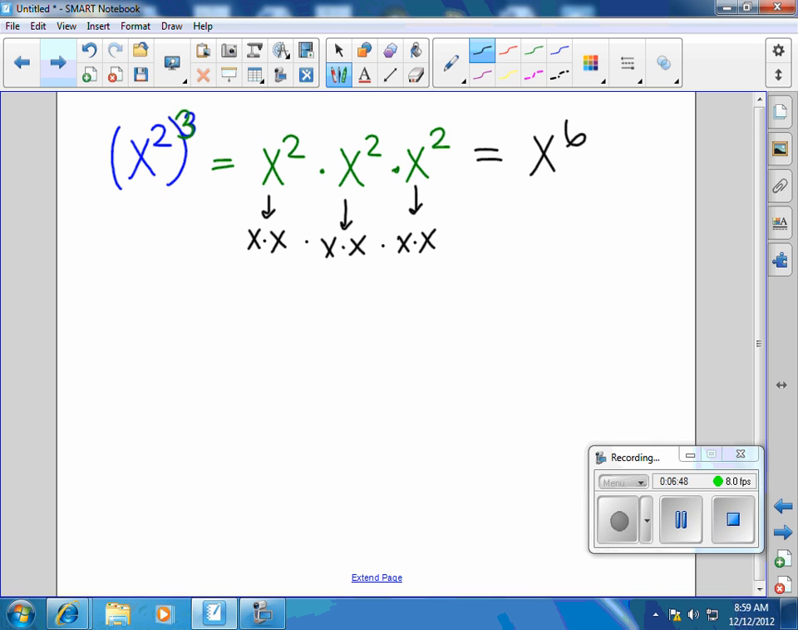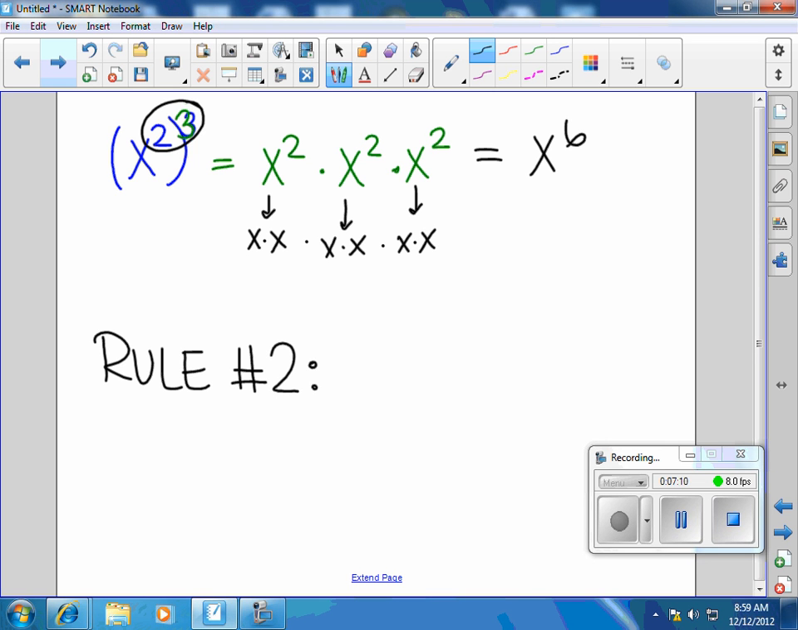So how can we get 6 without writing all this stuff out? Well, if we go back up here and look at these two numbers, we have 2 and 3. We can multiply those together to end up with that 6. So rule number 2. And again, your bases need to be the same. If they're not the same, you cannot do any of these rules that we're going to learn.